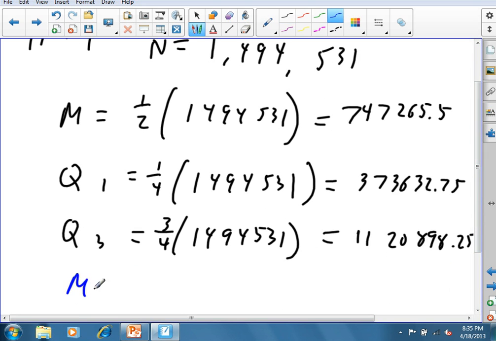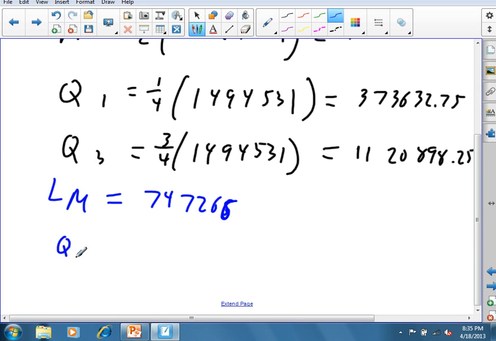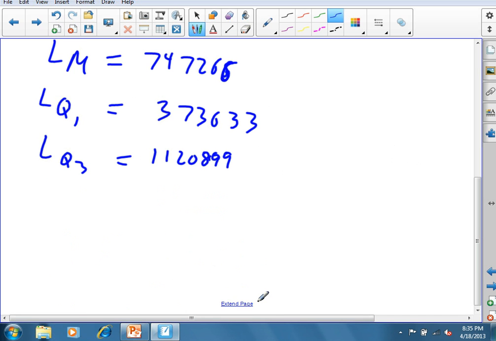So the location of the median is going to be at position 747,266, because I round up. The location of the first quartile, 373,633. The location of the third quartile, 1,120,899. Okay, that was 39.